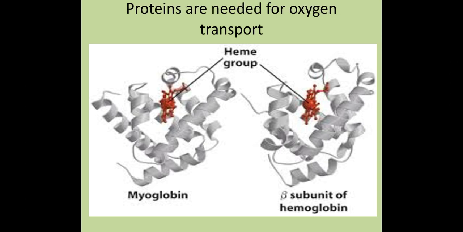Proteins are needed for oxygen transport. Two important proteins that play an important role in the transport of oxygen are hemoglobin and myoglobin.